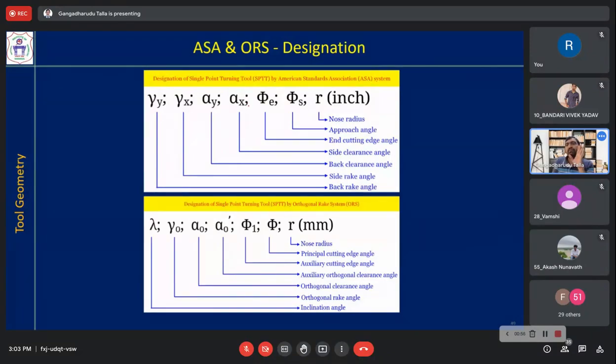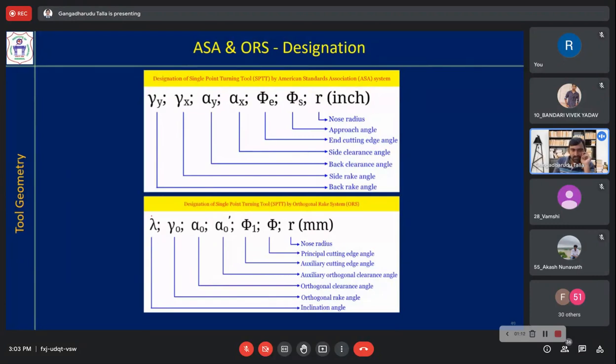Alpha x is also clearance angle. This is side clearance angle. Phi E, end cutting edge angle. Phi S, side cutting edge angle. R, nose radius in inches. That is ASA. Coming to ORS.